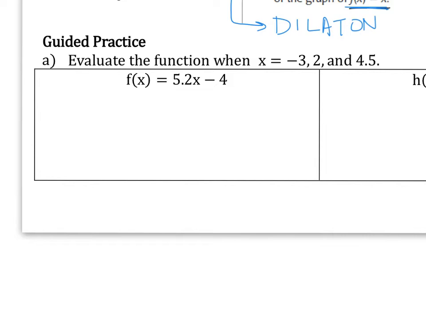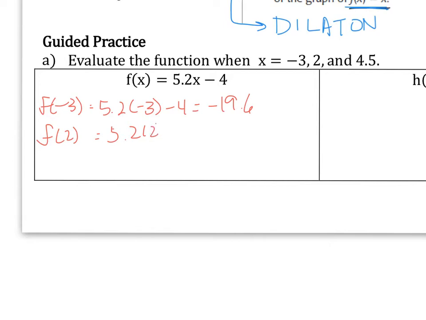Part A, guided practice. Evaluate the function when x equals -3, 2, and 4.5. So when x is -3, I'm going to substitute -3 for x. 5.2 times -3 is -15.6. And -15.6 minus 4 is -19.6. And now I have f of 2, 5.2 times 2, 10.4 minus 4 is 6.4.